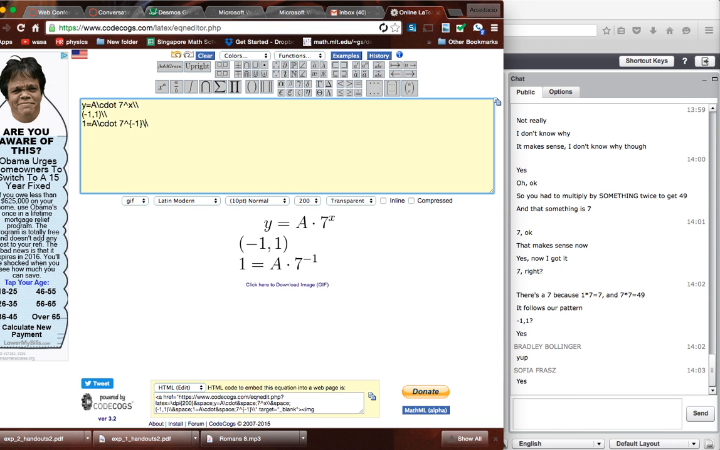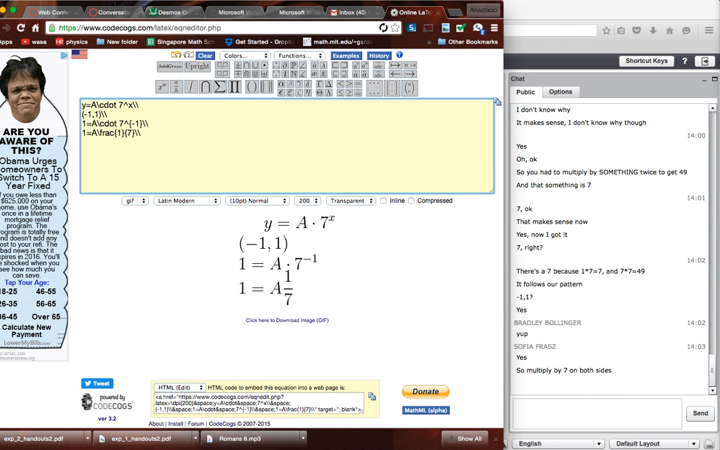Then 7 to the -1 power is actually the same as 1/7. Sorry. Cool? Let's solve for a. Multiply 7 by both sides, and a is 7. Yeah, I mean, boom, done.